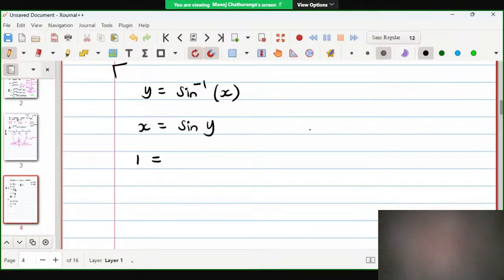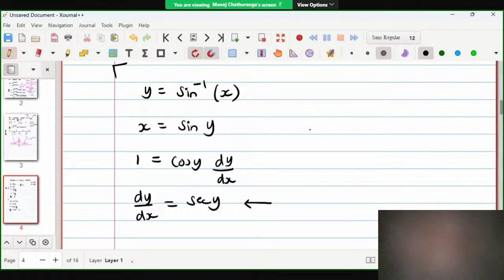derivative of sine y. So again, this is a composition. Derivative of sine is cosine. Derivative of y is dy over dx. Dy over dx is 1 over cosine, that means secant of y. But we don't like this because we need it as a function of x, not as a function of y.